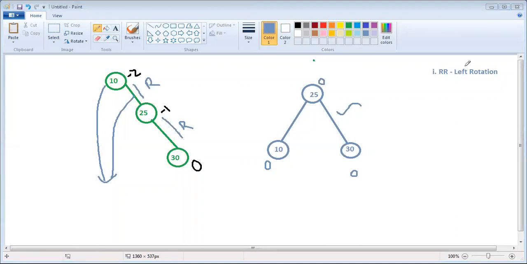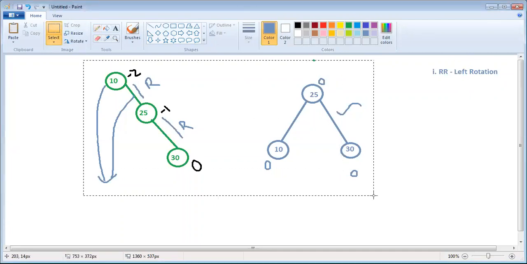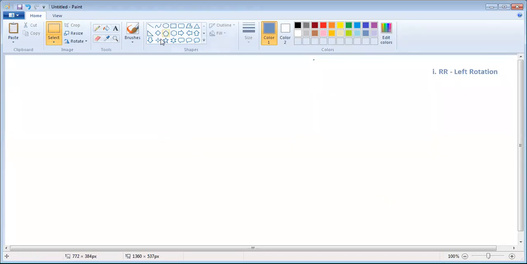So this is the first kind of rotation, RR. So we'll see the next pattern. I'm just deleting this. So I'm just going to add 3 elements.